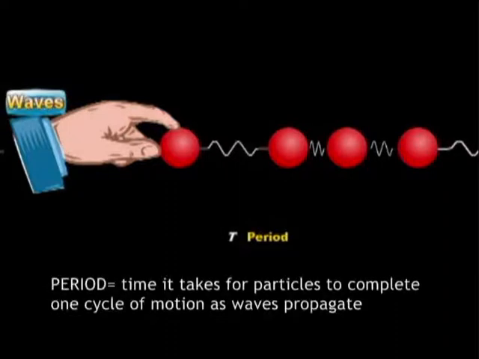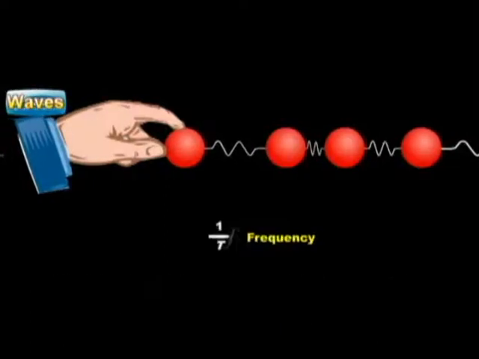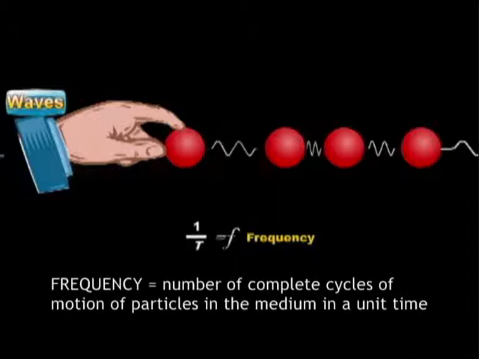The period of waves refers to the time it takes for each particle of the medium to complete one cycle of motion as waves propagate. If we take the reciprocal of the period, we will get the frequency f of the waves, the number of waves produced by a source in a unit time, for example, 1 second. Frequency may also refer to the number of complete cycles of motion of each particle of the medium in a unit time.